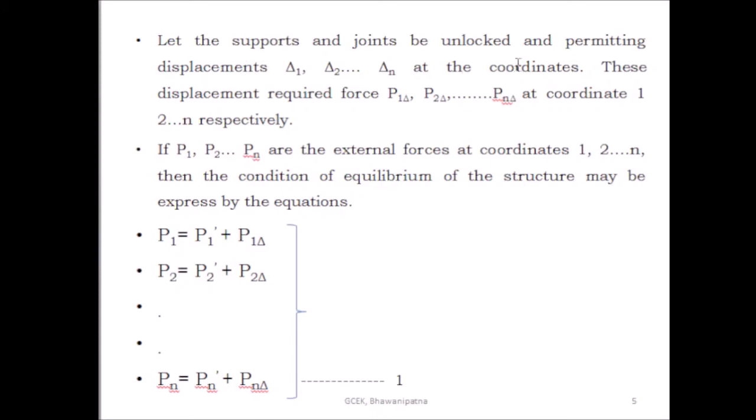Let the supports and joints be unlocked, permitting displacements delta 1, delta 2, delta n at the coordinates. These displacements require forces P1 delta, P2 delta, Pn delta at coordinates 1, 2, n respectively. If P1, P2, Pn are the external forces at coordinates 1 to n, then the condition of equilibrium of the structure may be expressed by the equations P1 is equal to P1 dash plus P1 delta, P2 is equal to P2 dash plus P2 delta. Similarly, Pn is equal to Pn dash plus Pn delta. This is expression 1.